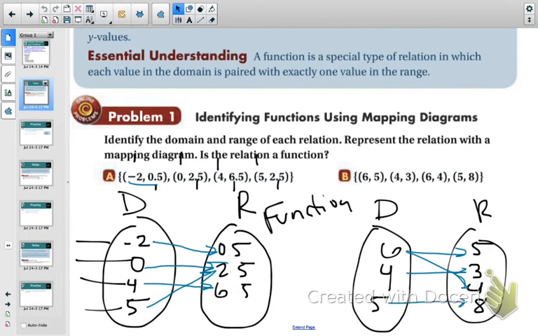So this one would not be a function because of this 6 right here. Okay, the 6 can only go to one range element. So the domain 6 can only go to one range element. So this one is not a function. So basically, if you have two of the same x values, then it's not going to be a function. Two of the same y values is okay. That's this one over here. That one's okay. This one is not okay because you can't have two of the same x values.